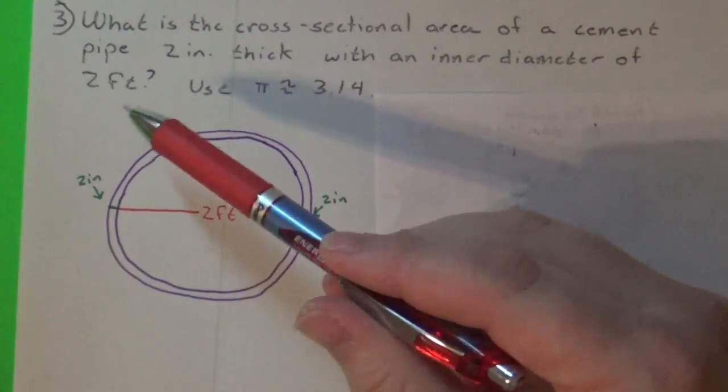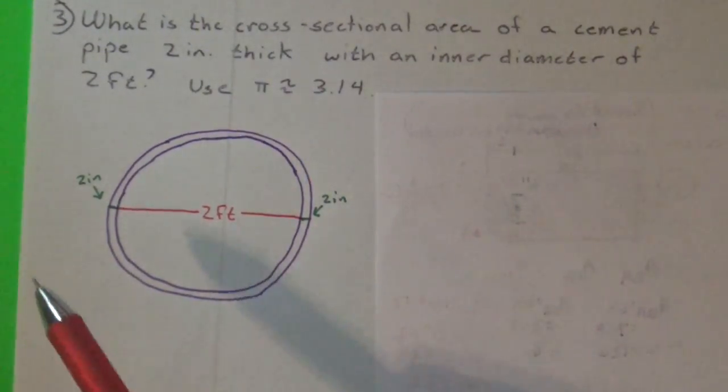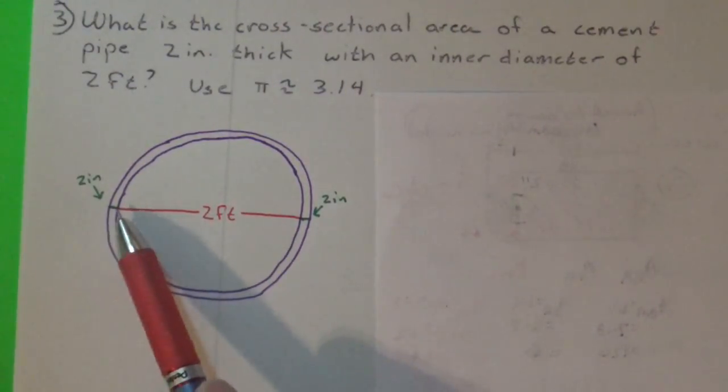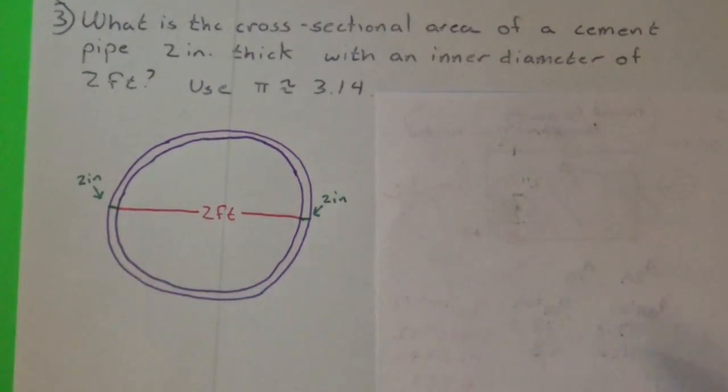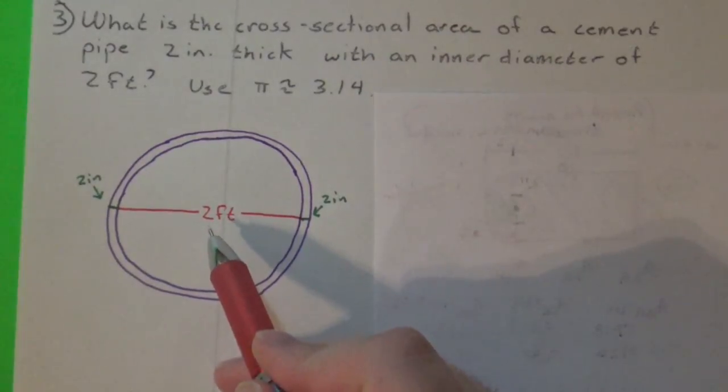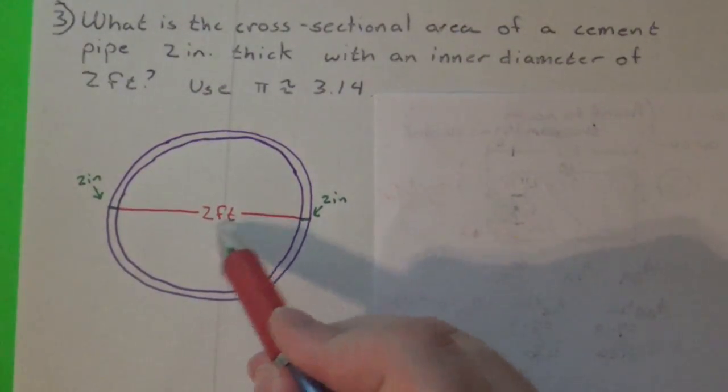All right, anyway, moving on. So, you know that the inside diameter is 2 foot, and you know that the outside wall is 2 inches. Well, I'm going to go ahead and tell you a little secret about this problem to make your life really easy. Change this dimension into inches, okay? It's going to make your life so much easier.